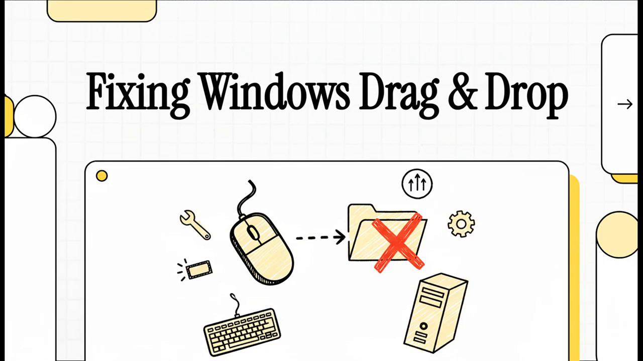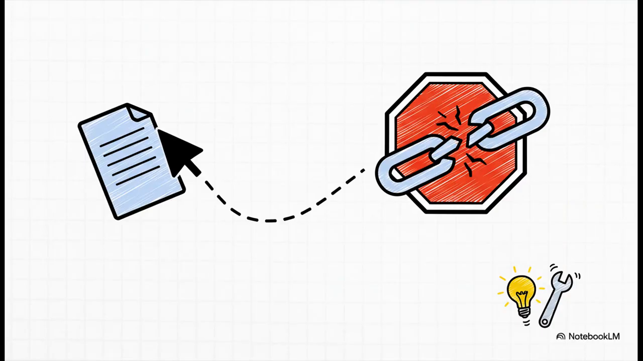Welcome to The Explainer. Today we're tackling one of those super frustrating, maddeningly simple problems in Windows. You know the one. You go to drag a file and just nothing happens. Well, we're going to fix that. Yeah, that right there. Click, hold, drag, and zip. If that's your life right now, you've come to the right place. And hey, don't worry, this is almost always fixable.